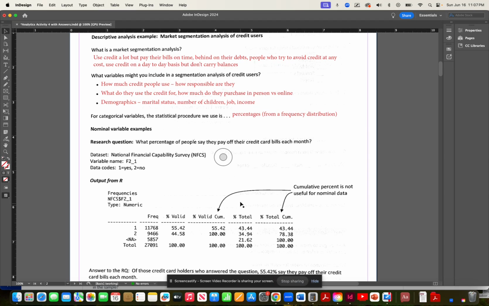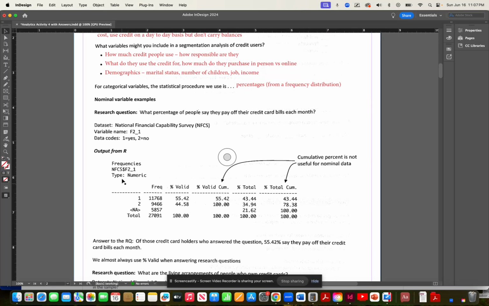All right, so going back to our research question and what we have here, let's just go over some of the items that we see in the output. So first thing over here would be the name of the data set. So it would be NFCS NR, and then the variable name follows that with a dollar sign and then F2 underscore 1. So that's the variable name. And we have this column where it shows that 1 is for yes and 2 is for no, and then NA is for not available.